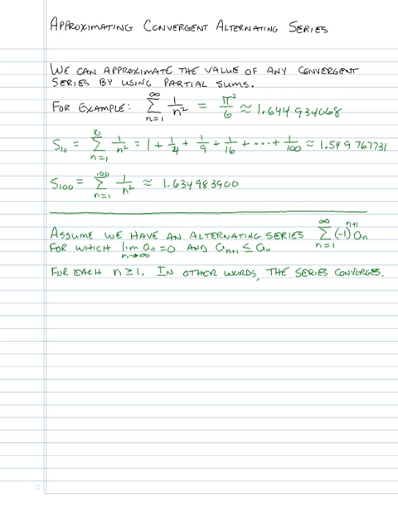Now, let's do this. Since it converges, then it has some value. That infinite sum has some value. So let's let S represent the sum of all terms, which is, of course, the sum of the series. So that's exactly the sum of the convergent series, n equals 1 to infinity of (-1) to the power n plus 1 times a sub n. Now, we don't know what that value is, but we're calling it S.